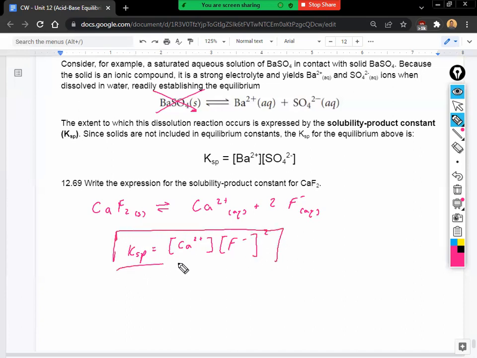And there you go. So just keep in mind that you will have to include, excuse me, Bill, you have to include the coefficient as the exponent. I know we haven't done that in a while since we've been doing one-to-one stoichiometric reactions, but please keep in mind for the equilibrium constants, we have to do the coefficients as exponents.